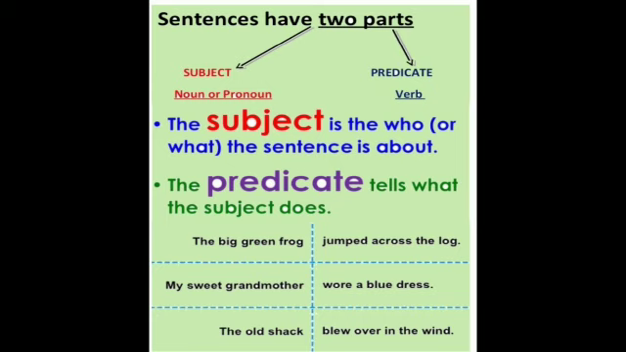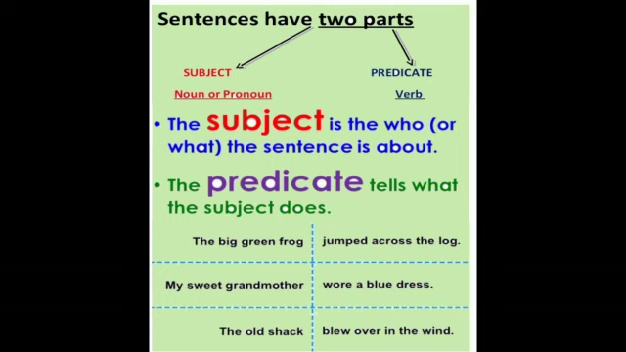Subject is the who or what the sentence is about. The predicate tells what the subject does. The big green frog jumped across the log. Here, the big green frog is a subject, whereas jumped across the log is a predicate.